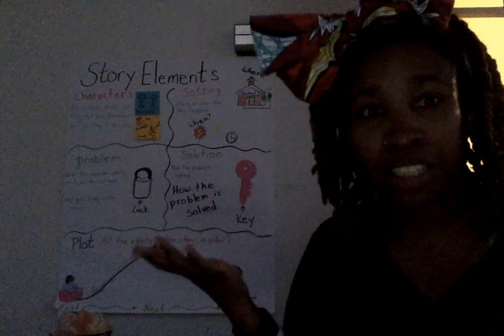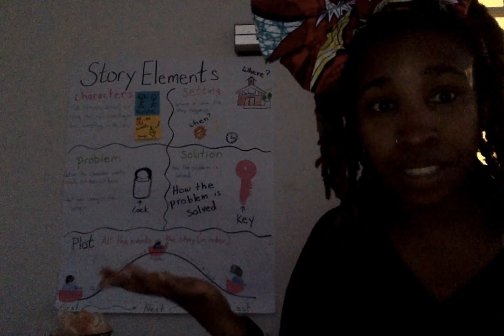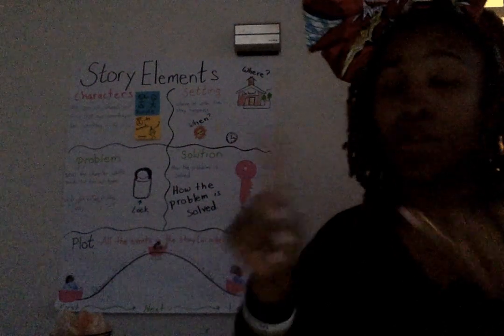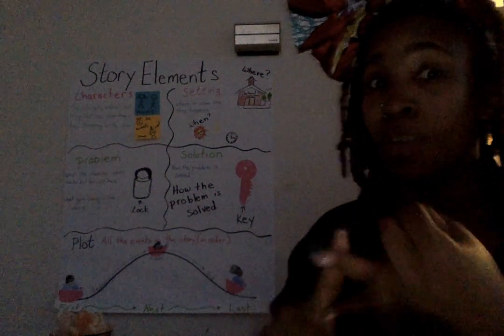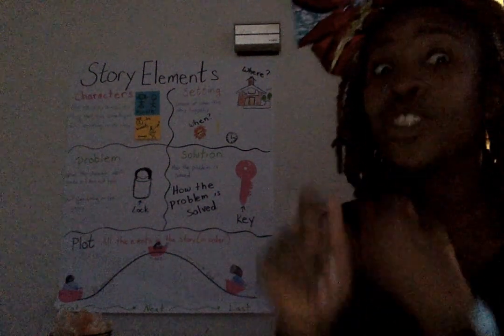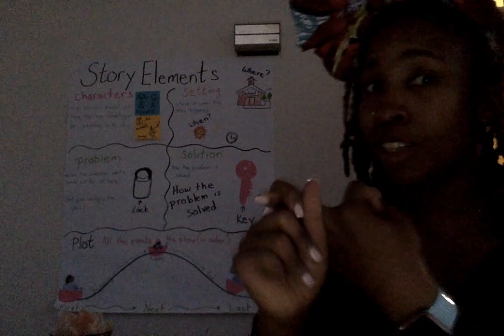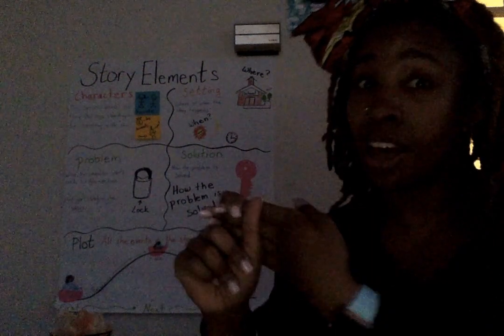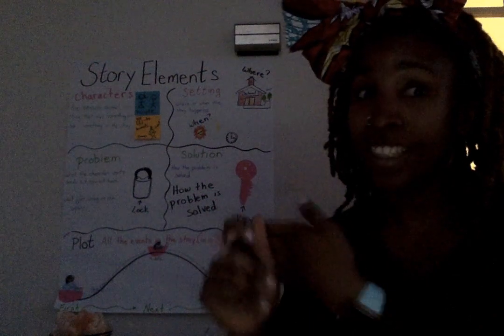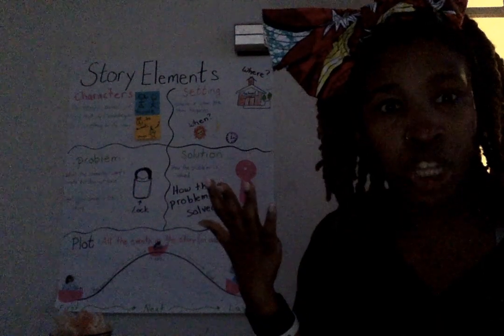What about our setting? Where did our story take place? Because we had whose house first? The mom's house, Mama Pig. Then we had the house made of straw. Then we had the house made of sticks. Then we had the house made of bricks. And then we went to different places too, remember?